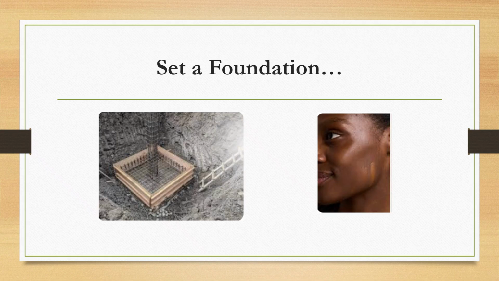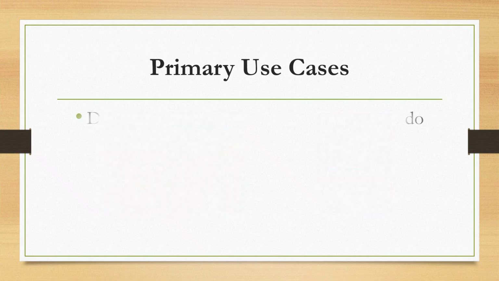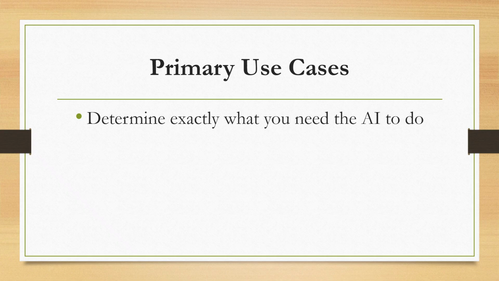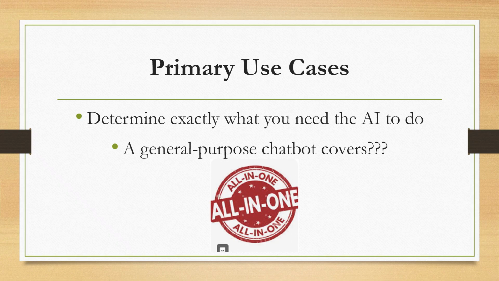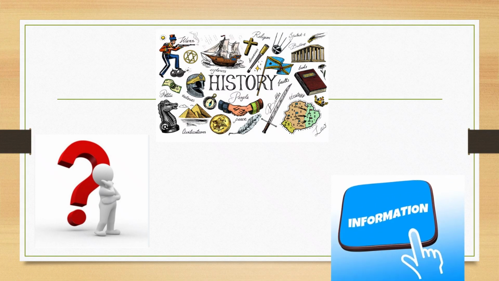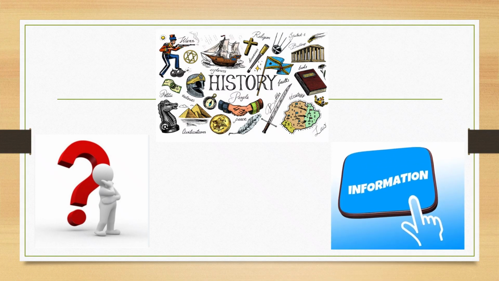The first key factor that we'd want to look at is primary use cases. What do I mean by primary use cases? It basically means what exactly do you need the AI to do for you? For example, you may want an AI that's your all-in-one, so to speak, a general purpose chatbot that covers most of the things that you need. Like for example, if you just want to ask questions, read about history, or find information, it depends on what exactly you want the AI to do for you. In this case, you're probably looking at a general purpose AI application.